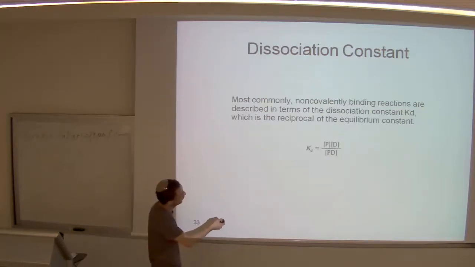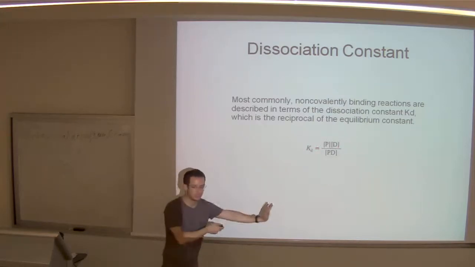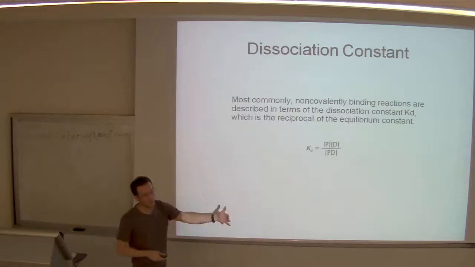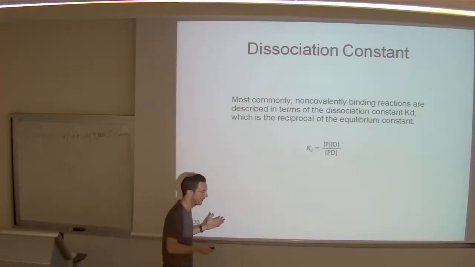And so if we have a relatively big dissociation constant, that means that we have more products. That means we have more dissociation. So in this sense, a small dissociation constant means high binding, less dissociation, more stable binding.